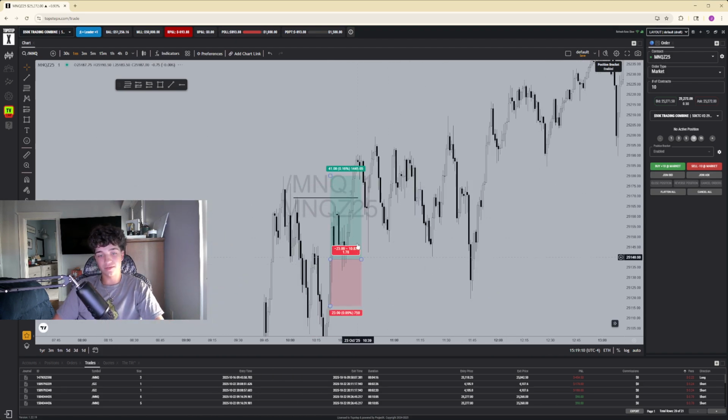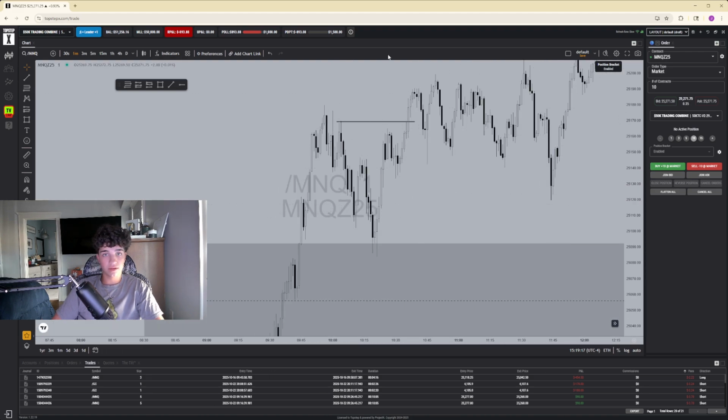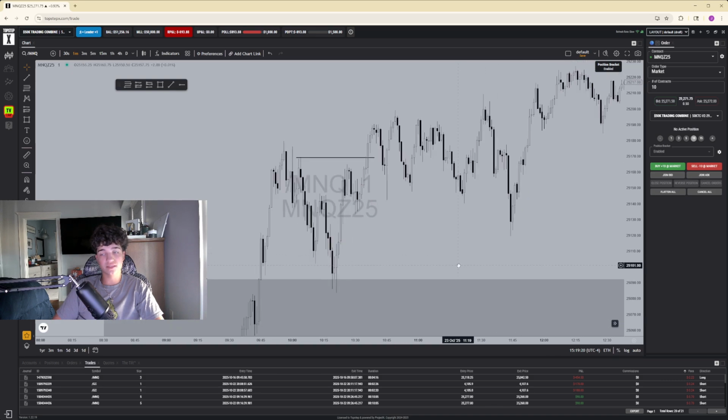And yeah, so this right here would have been the optimal ideal setup for today, but you don't always get optimal ideal setups. So basically, manage your losses and keep winning.